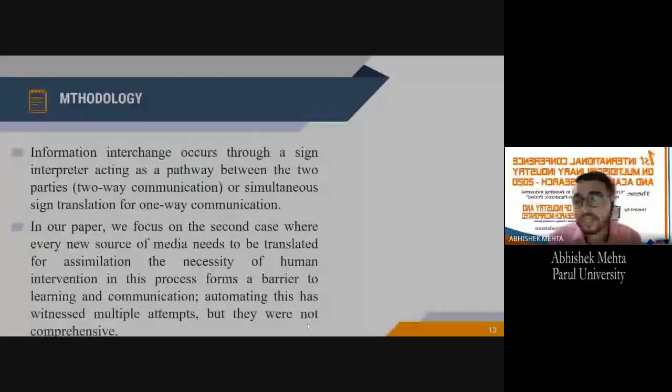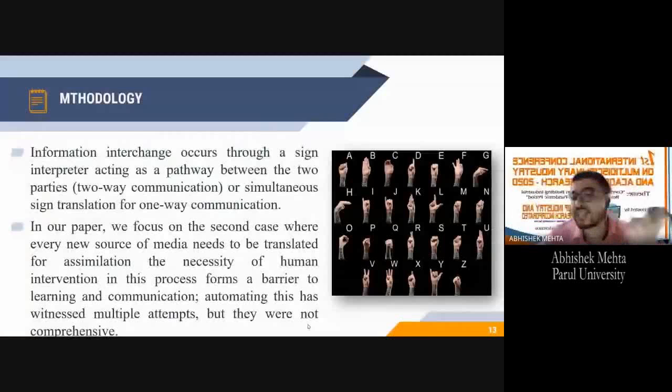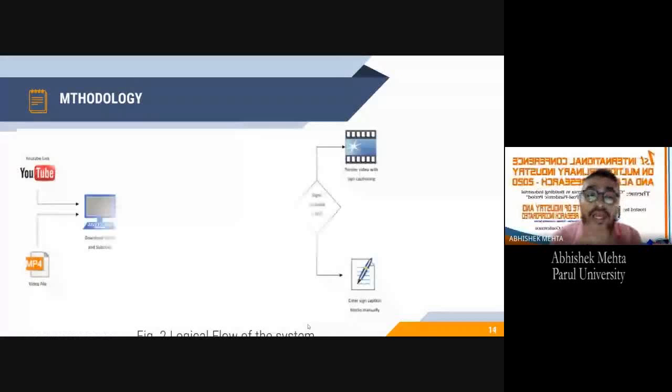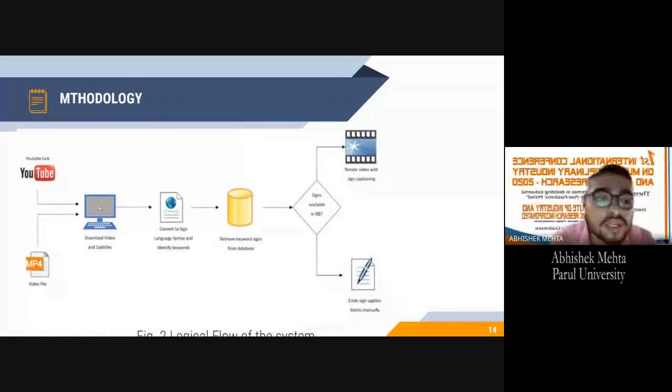In the methodology, there are the sign languages A, B, C, D, A to Z. In our paper, we are going to translate the text to the sign language, so that it is very easy to understand by deaf and dumb people. That is the diagram of the whole system. In that system, I input the YouTube video.